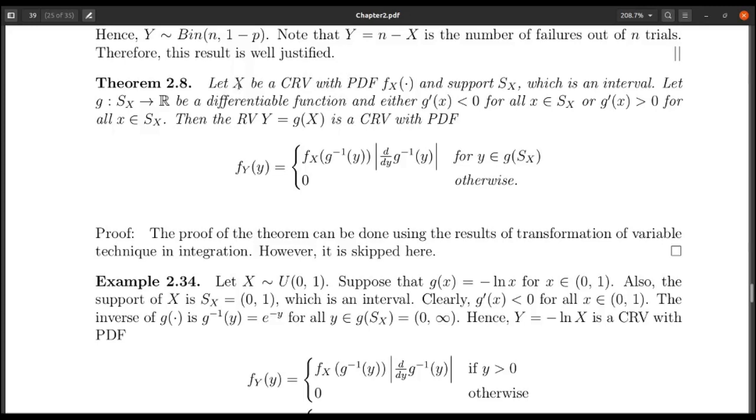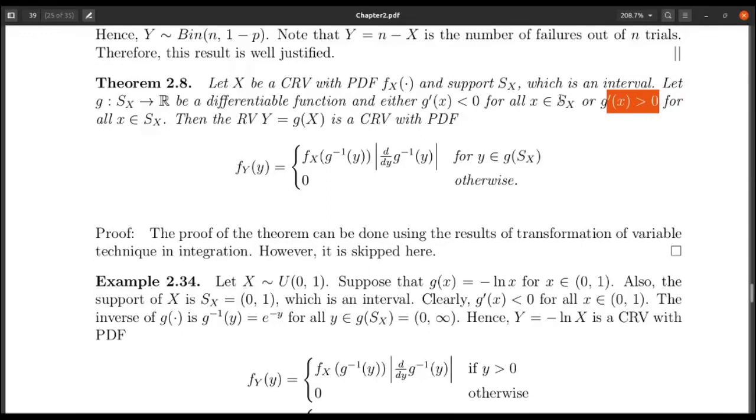The conditions are that X be a continuous random variable with PDF f_X and support S_X. The first condition is obviously that X is a continuous random variable. Second, I need the support of X to be an interval in R. Then I have a function g from the support of X to R, and this function has to be differentiable. Then the derivative is either negative or positive for all values of x in the support. So a combination of positive and negative values of the derivative is not permitted.